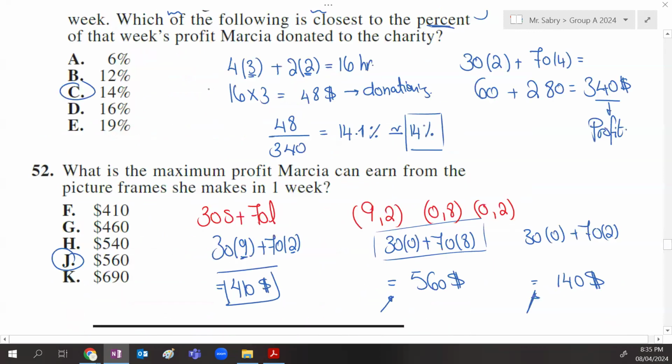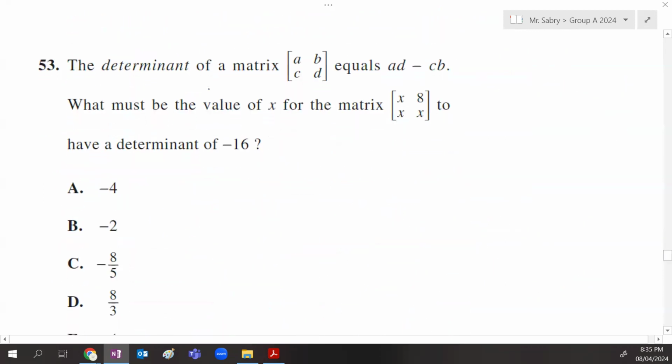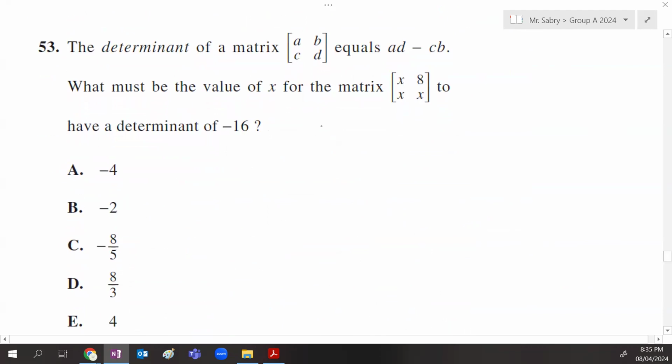Yalla. 53. The determinant of a matrix equals AD minus CB. What must be the value of X for the matrix to have a determinant of a given value?